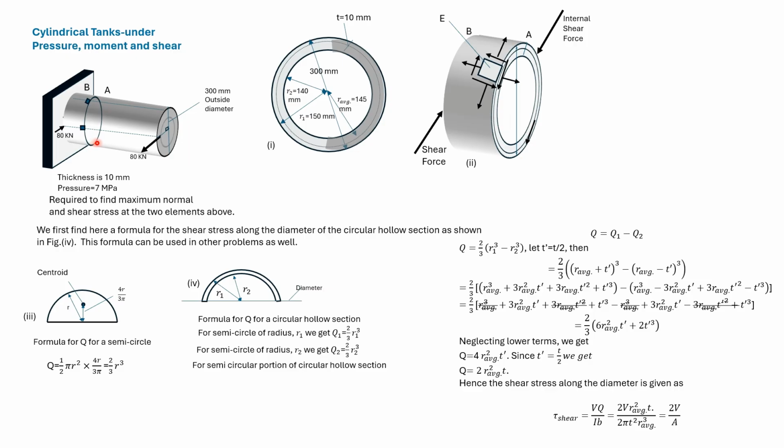Here we have a cylindrical tank which is subjected to pressure and this transverse load. If we take a section at A, then the section will be subjected to stresses due to pressure, moment, and shear. We'll find the maximum normal stress and the maximum shear stress at these 2 points. This point is subjected to stresses due to pressure and shear only. This point is subjected to stresses due to pressure and moment only.